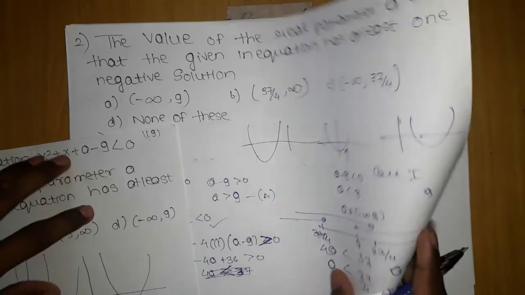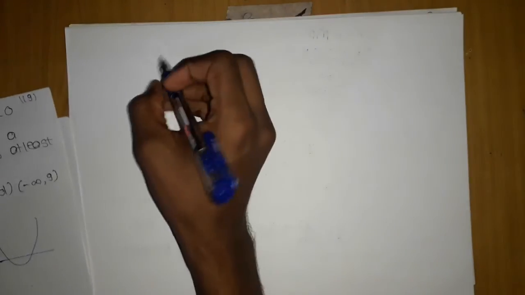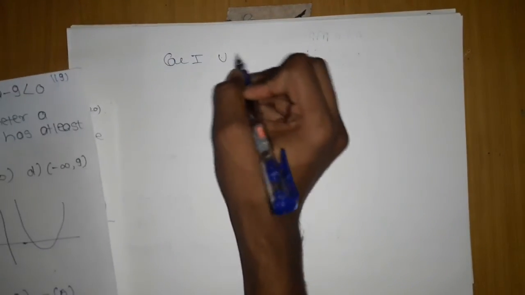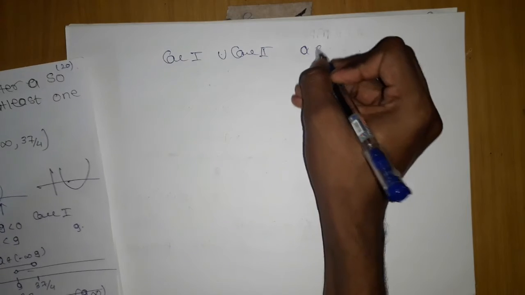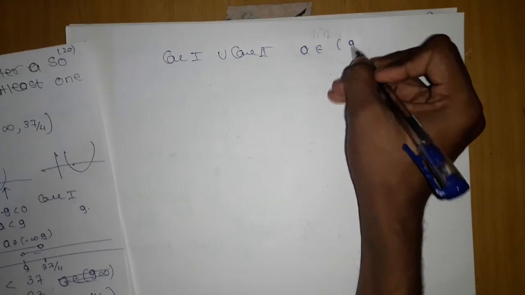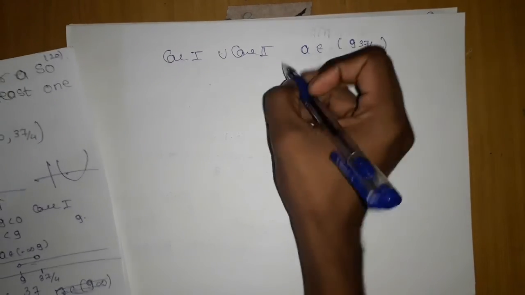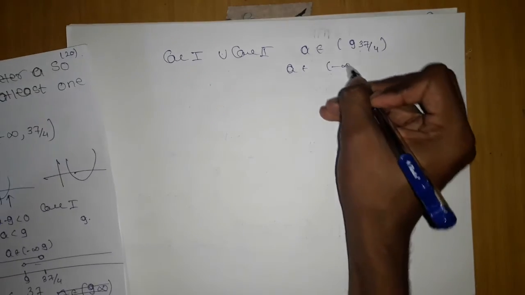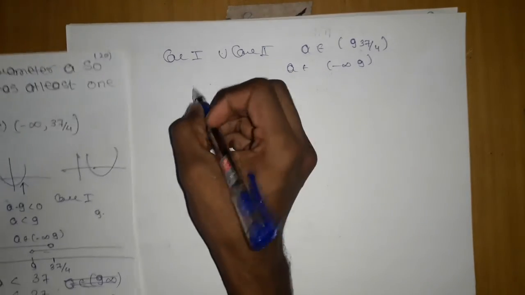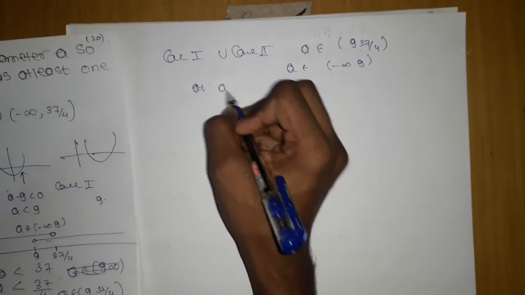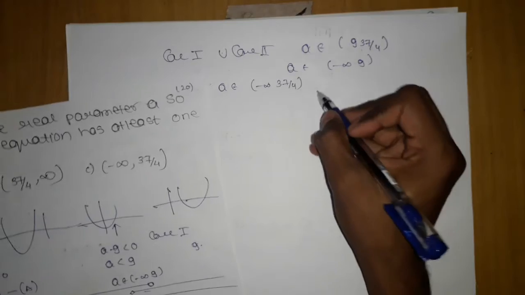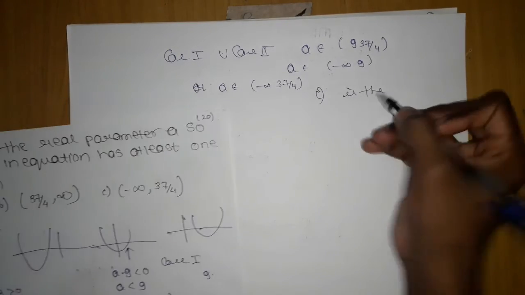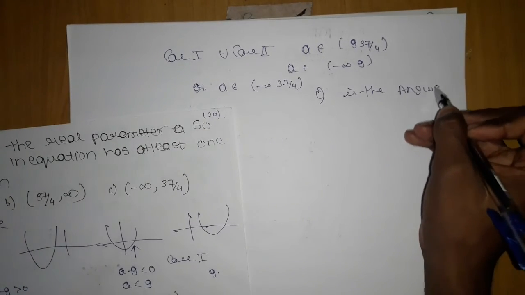Now I will take the union, because in the outside cases we take case 1 union case 2. Okay guys, case 1 case 2 union. What do you see? From one case I get a belongs to 9 to 37 by 4. From the other case, a belongs to minus infinity to 9. Union means a belongs to minus infinity to 37 by 4. So what is the answer? C is the answer.